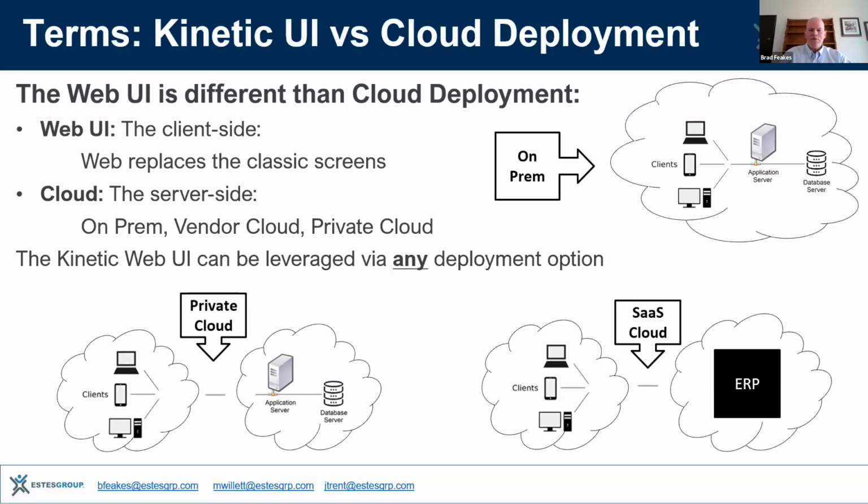So we have our little diagrams here, right? If you're in the SaaS cloud, the back-end instantiation is a bit of a black box. If you're on-prem, everything's within that network perimeter. And in private cloud, you have your own network where your clients live, and then you have the private cloud where the servers live. In any of those cases, the web UI is a viable option to you.